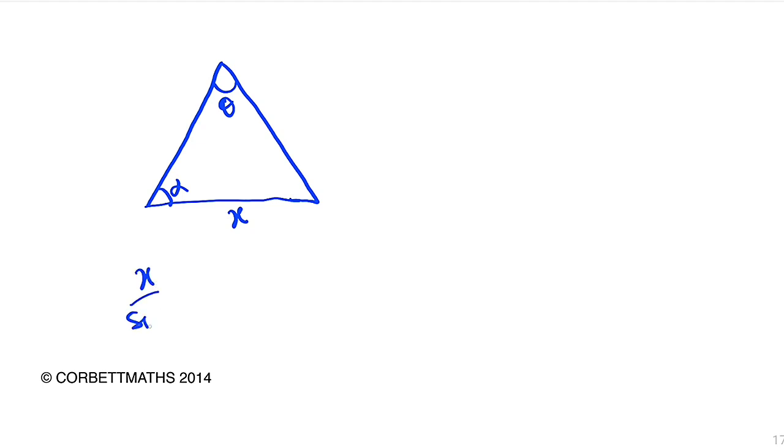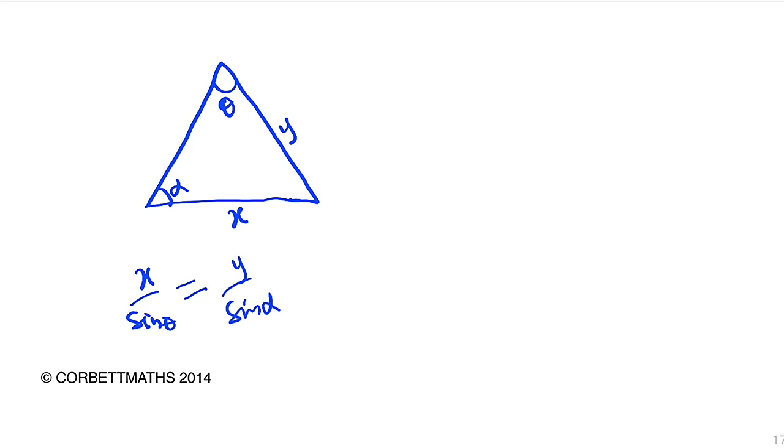X over sine theta equal to, if you are looking for another side here, for example, let's assume it is y, it will be y over sine alpha, right?